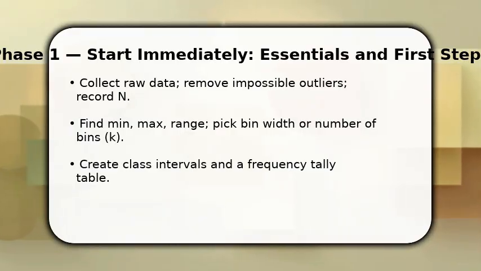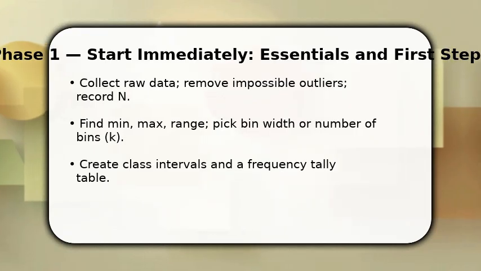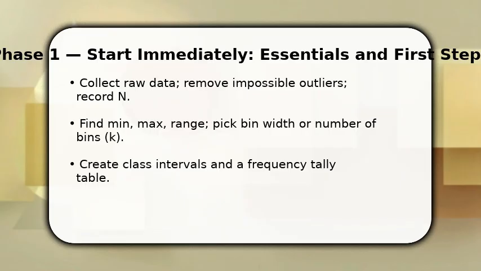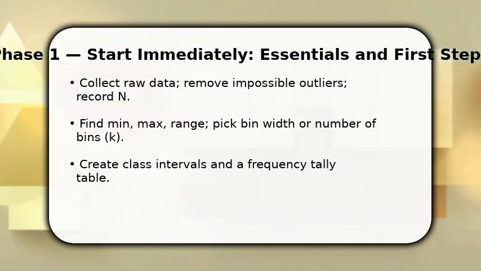You have your raw data, so start by checking for impossible values and counting n. Next, find the minimum and maximum, then compute the range. Decide on bin width or number of bins, use Sturges or a round width for clarity. Once decided, build class intervals that cover the full range and set up a tally column. Finally, walk through the data to assign each observation to a class and record frequencies.